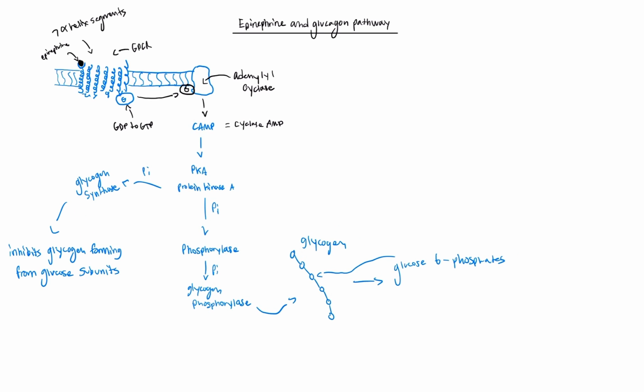Ultimately, the end goal, as you can see here, is that we're releasing the glucose 6-phosphate subunits into the bloodstream via this glycogen phosphorylase down here. So this is going to increase your blood sugar in the end, but at the same time, you're stopping the production of glycogen with this glycogen synthase right here. And that's the epinephrine and glucagon pathway.